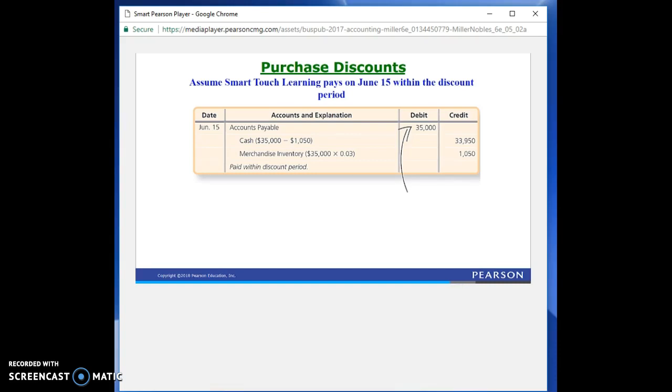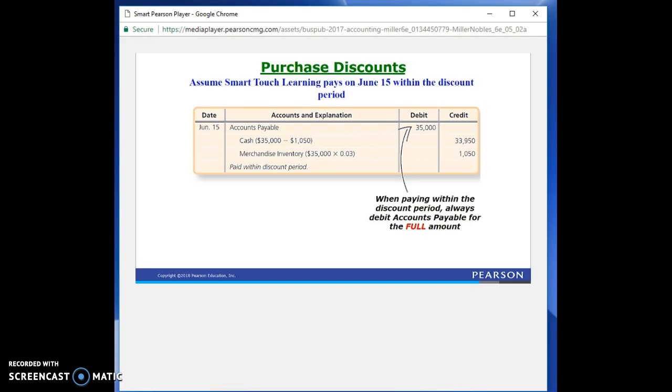We are going to credit our asset account merchandise inventory for the discount amount because merchandise inventory now costs us $1,050 less because we're taking advantage of that discount. And we are going to debit accounts payable, our liability account, for the full amount. And that's a key point. When paying within the discount period, we will always debit accounts payable for the full amount because we are paying off that inventory in full, even though we're taking advantage of the discount and paying less than the invoice price.